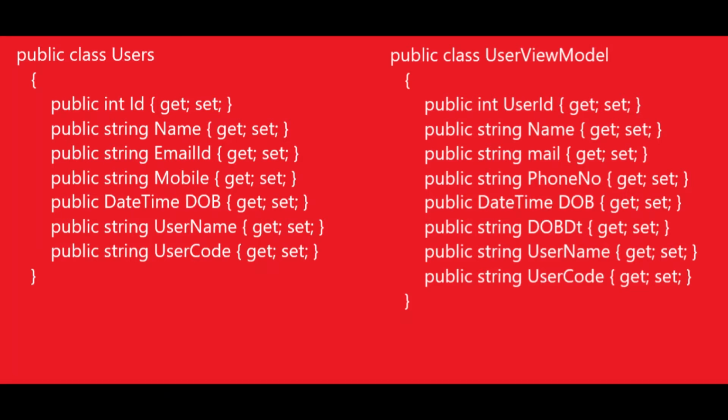So we can check here how we are converting one object type to another object type. Like here we will convert Users to UserViewModel type. So let's start with the example.